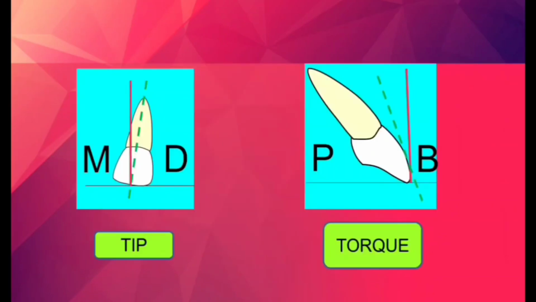So, what is tip and torque? Tip is nothing but the mesiodistal angulation of the tooth, and torque is the labiolingual inclination of the tooth. A detailed explanation of tip and torque will be given in our upcoming slides.